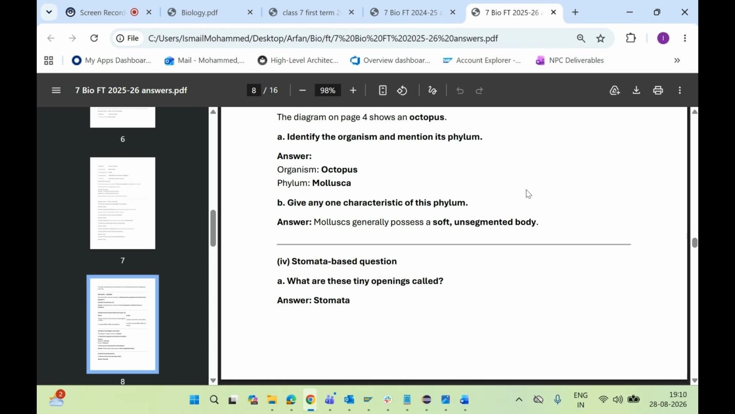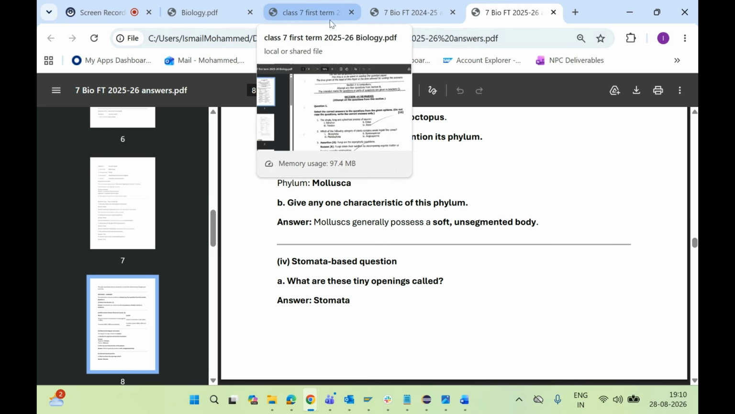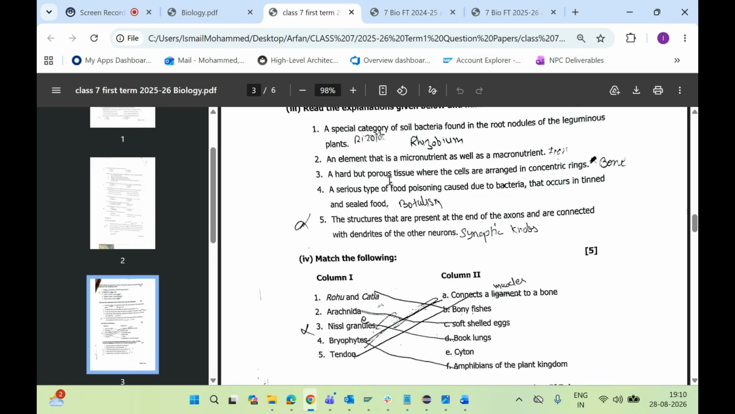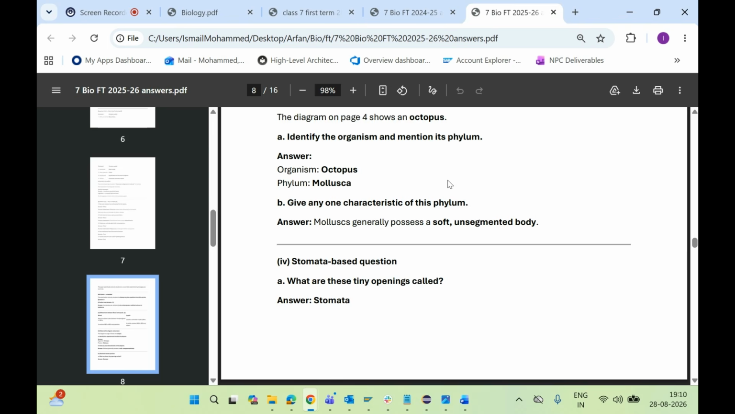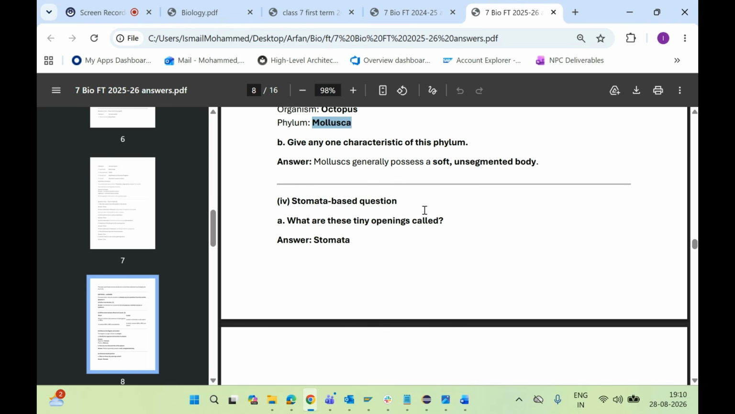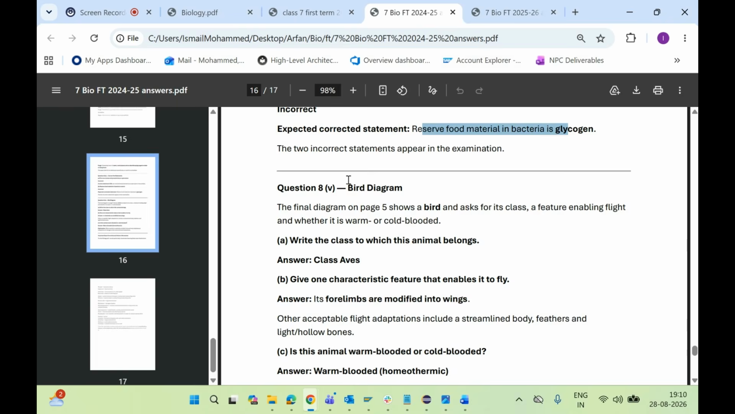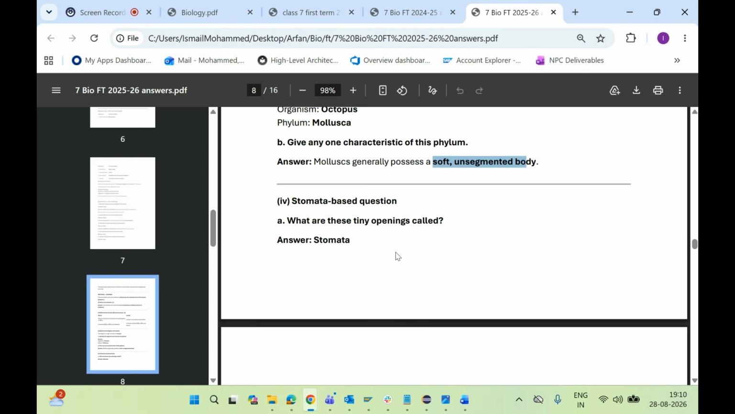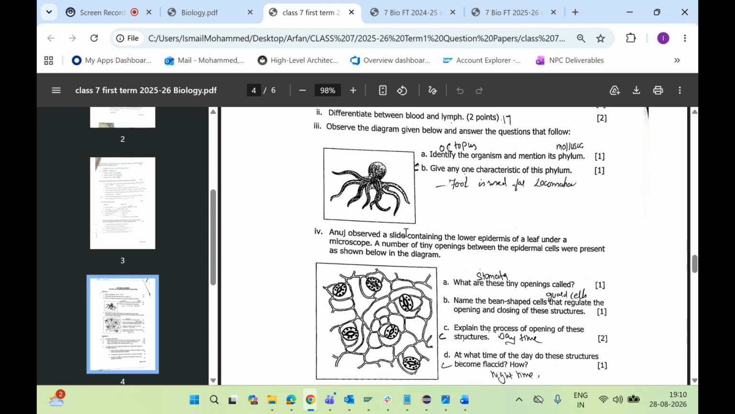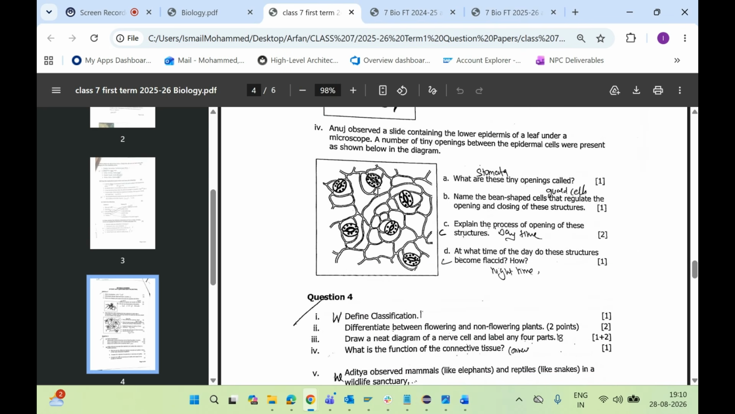That is also important. Next one, identify the organism and mention its phylum. What is that organism? Okay, this is the organism. The organism is octopus and it belongs to phylum Mollusca in the kingdom Animalia. Given characteristics of the phylum, they generally possess a soft, unsegmented body. From here only you can see this one. It contains a soft body and it has tentacles. Okay. Next one, what are these tiny openings called? Where is that paper? Okay, these ones. You see these ones. These tiny openings are called stomata.